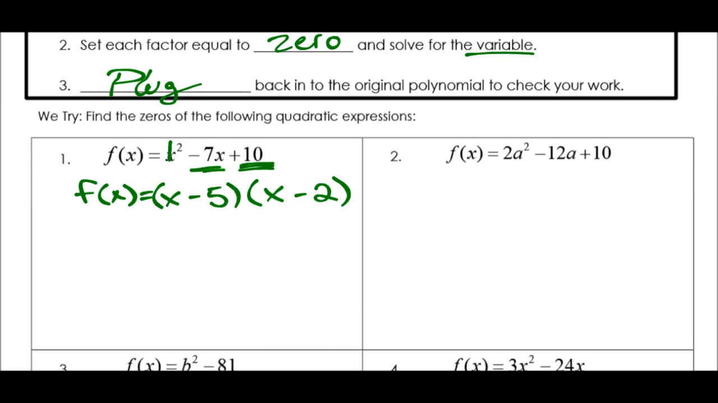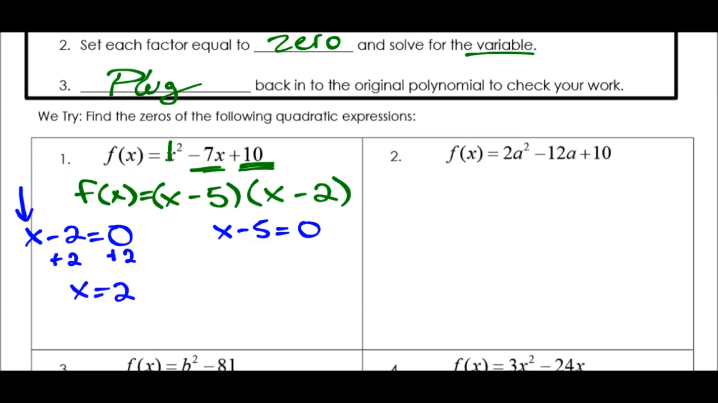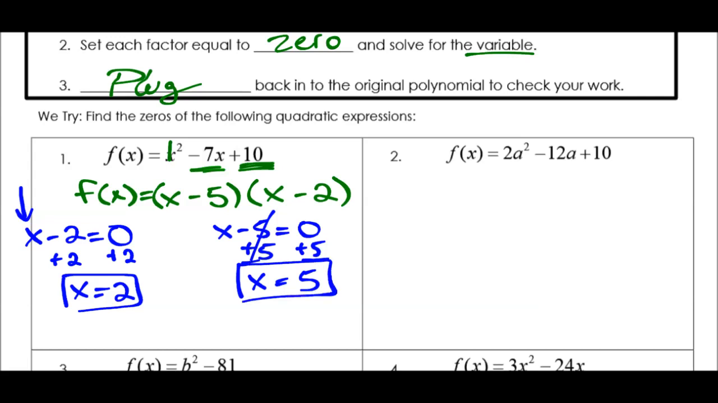Now I'm going to set each of those equal to 0. x minus 5 equals 0, and x minus 2 equals 0. I'm solving for this x value. I'm going to add that 2 over, so x equals 2. That's one of my solutions. The other one is the exact same thing. I'm going to follow the exact same steps. I'm adding that 5 over to cancel out the minus 5, and x equals positive 5. So those are my two solutions, x equals 2 and x equals 5. Those are the two zeros of this function.